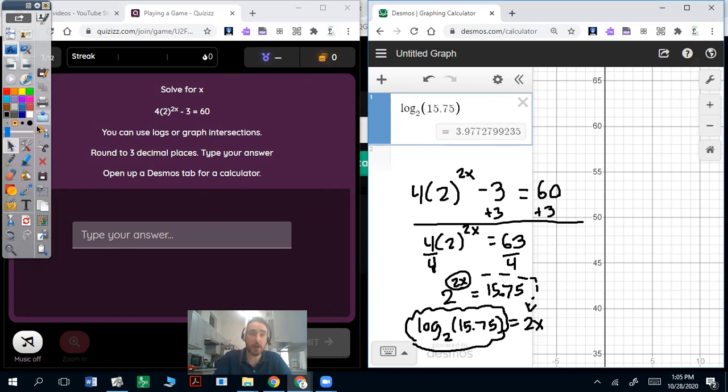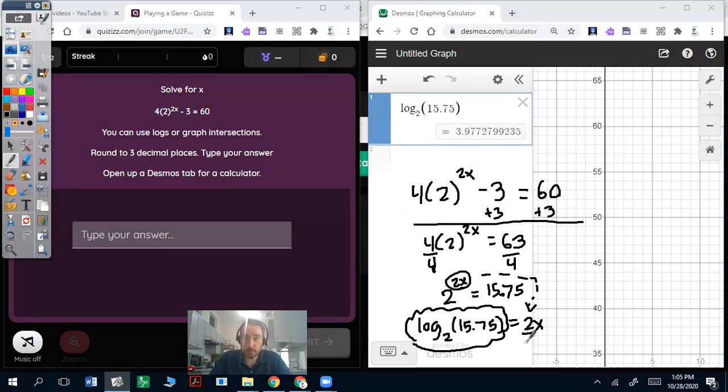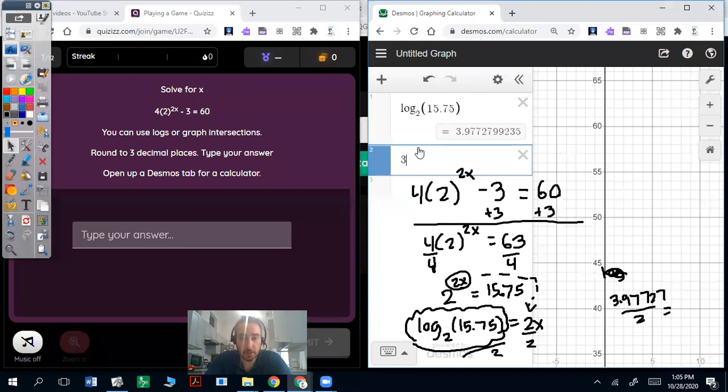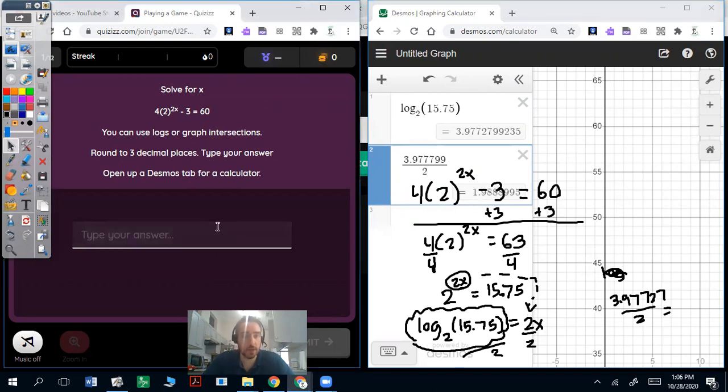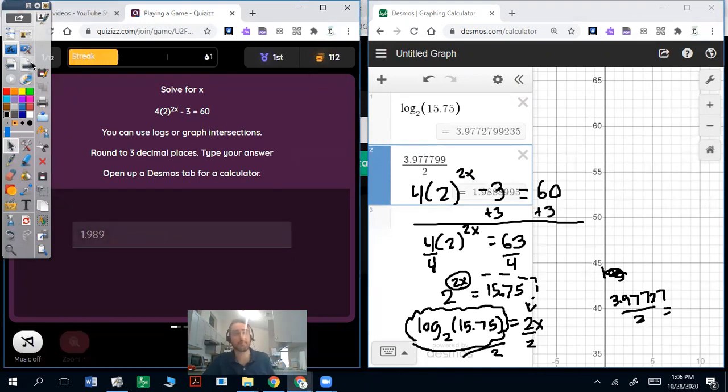So if you take that number and divide by 2, you'll have solved for x. 3.97727 divided by 2 will give you that same answer we got. So let's do that. 3.9772799 divided by 2. And it's going to be 1.9888. So we're going to round to 1.989. Nice. Let's do the next one.